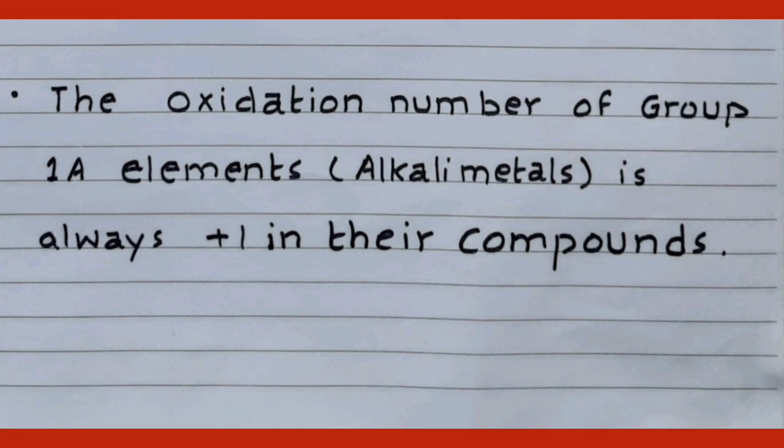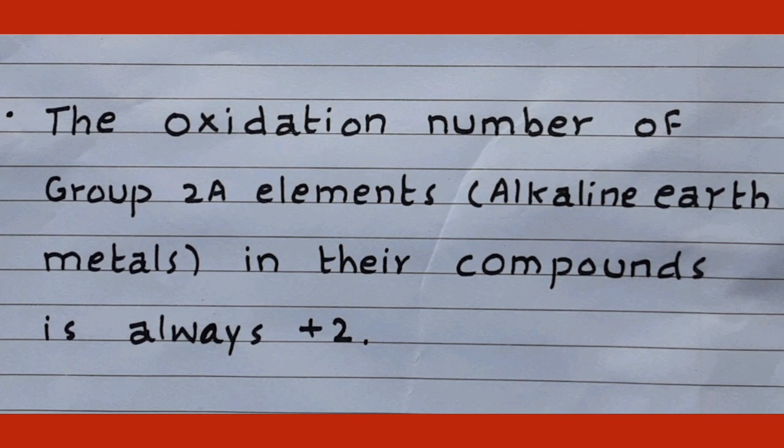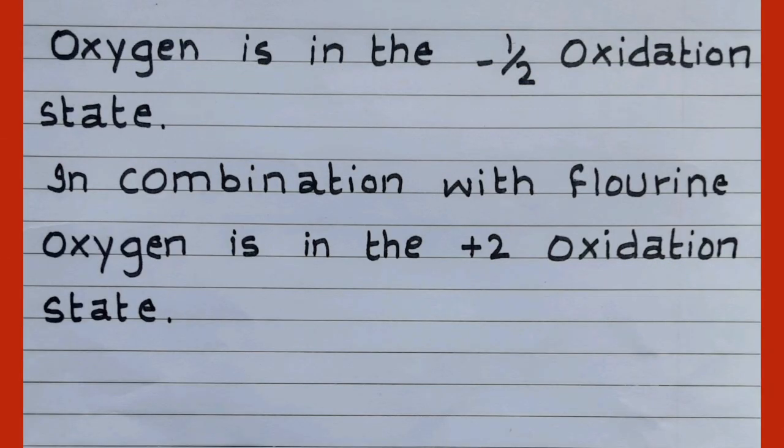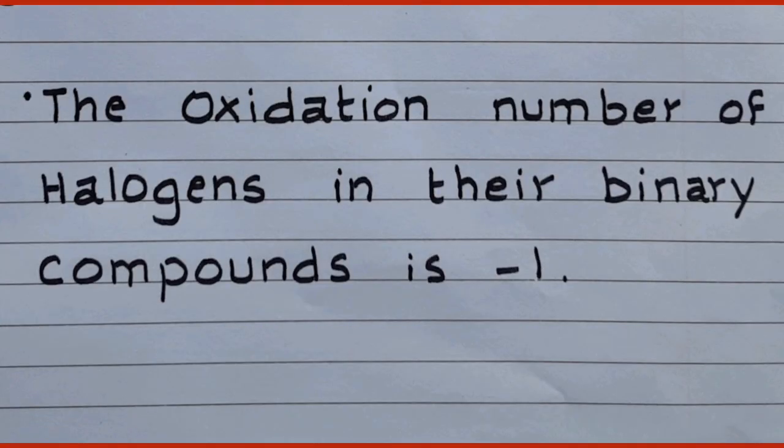The oxidation number of group 1 elements, the alkali metals, is always +1 in their compounds. The oxidation number of group 2 elements, the alkaline earth metals, in their compounds is always +2. The oxidation number of oxygen in its compounds is -2, except in peroxides where oxygen is in the -1 oxidation state, and superoxides where oxygen is in the -1/2 oxidation state. In combination with fluorine, oxygen is in the +2 oxidation state. The oxidation number of halogens in their binary compounds is -1.